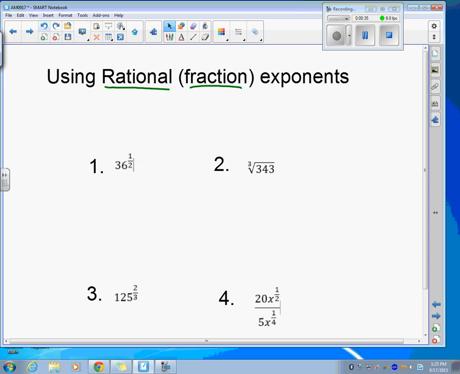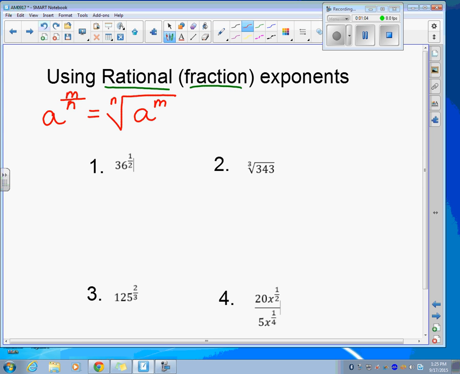Okay? And the form is a to the m over n is equal to the nth root of a to the m. So this fraction tells us the index and the power of what's under the radical.